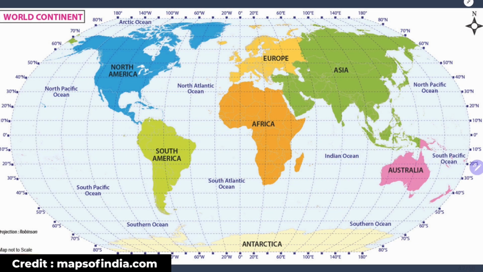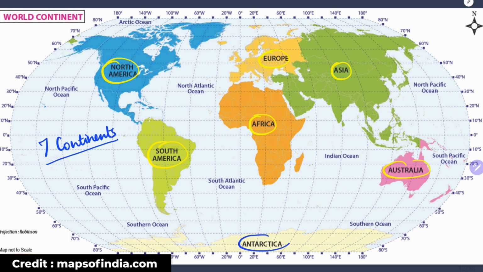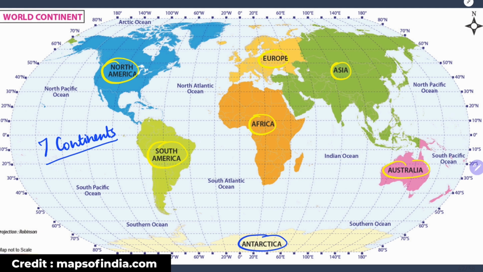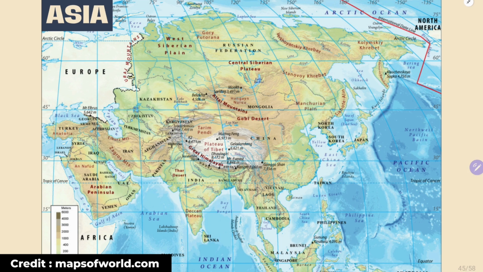The Earth's landmass is broadly divided into 7 major continents. These are Asia, Europe, Africa, North America, South America, Australia, and Antarctica. Let's explore each of these continents, starting with Asia.